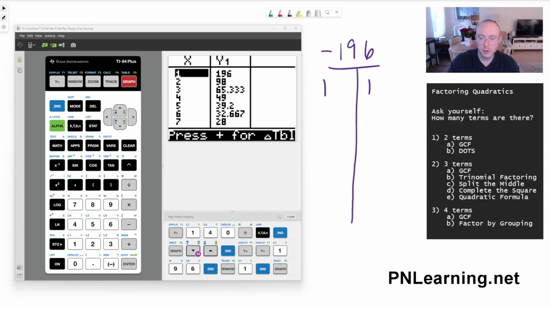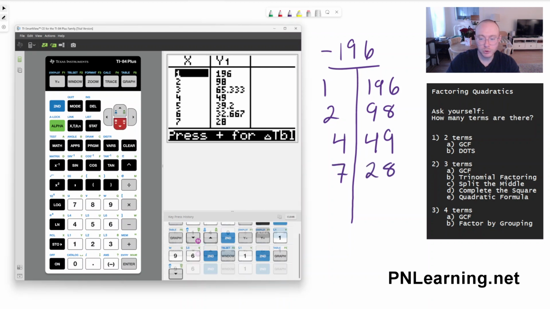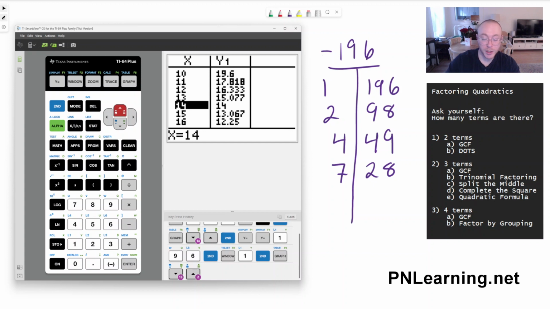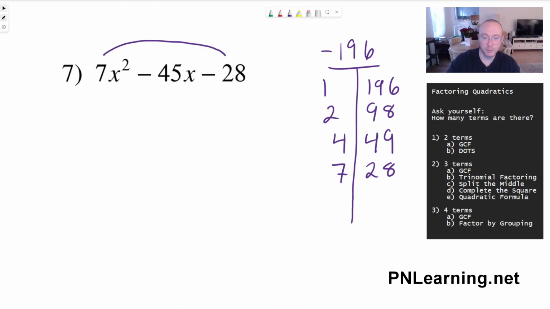1, 196, 2, 98, 3 and a decimal. We skip that. 4 and 49. 5 and a decimal, 6 and a decimal. We got 7, 28, and we've got 14 and 14. Those match, so that will be the end of your factoring list.